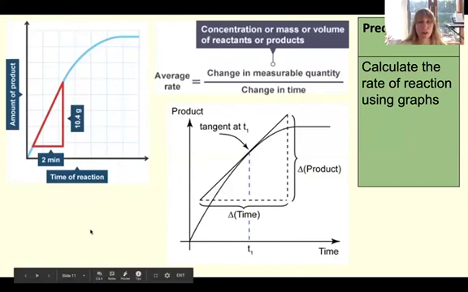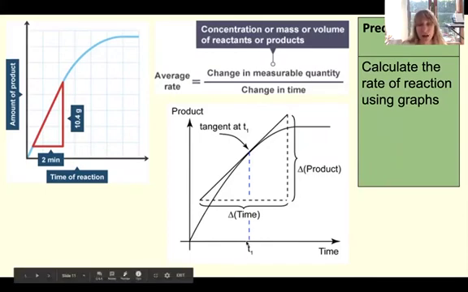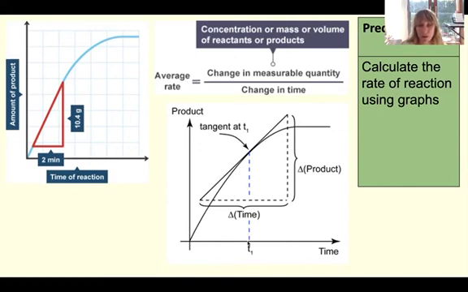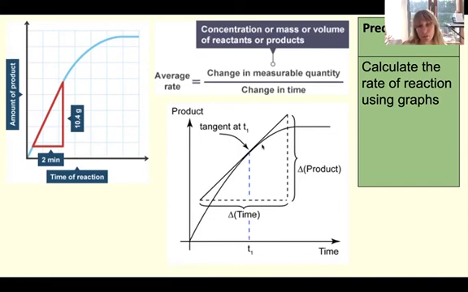Now, sometimes we'll be asked to calculate the rate at a specific time, and this time here being T1, in some of the exam questions that I've seen, you'll be given an exact time. And at this point, you can see that it sits on a curve. So here we have to draw a tangent to the line and then make a triangle from that, using the same math skills, rise over run, to calculate it at this point here.